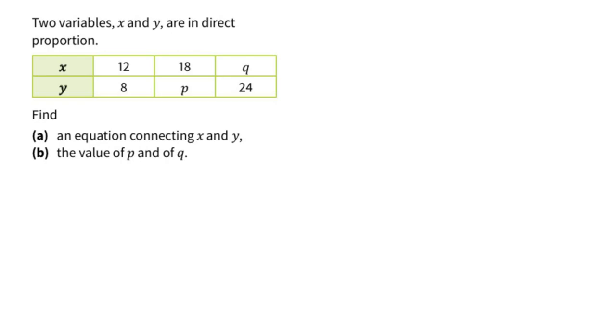Hello everyone, welcome to this problem where we are given two variables, and the one thing that caught my eye, direct proportion. So this means that this is very important information, because this means that when I have y divided by x, there is going to be a constant, which is a fixed value.